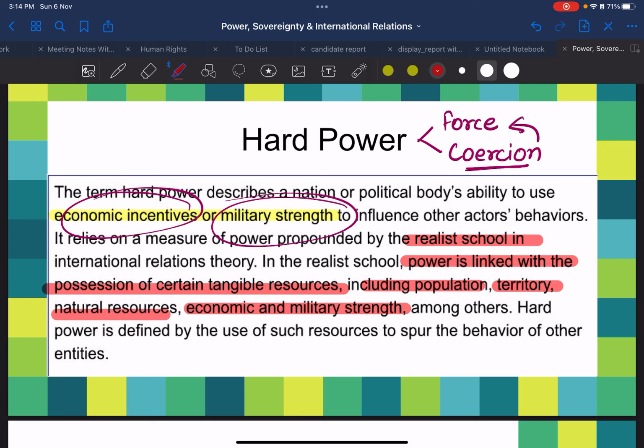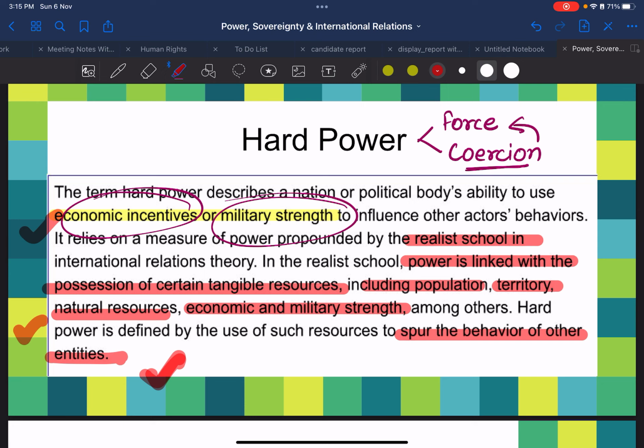So tangible is what you can touch, intangible is what you can't touch. In the realist school, power is linked with those kinds of resources which you can touch: population, territory, natural resources, economic and military, right? Hard power is defined by the use of such resources to spur, to provoke the behavior of other entities. I hope this one is clear to you. What is hard power? These are the pointers on hard power.